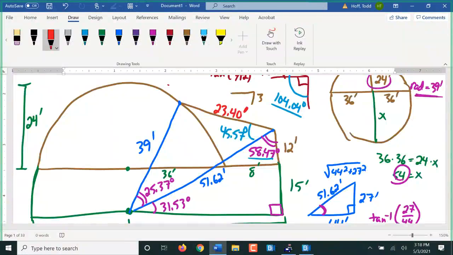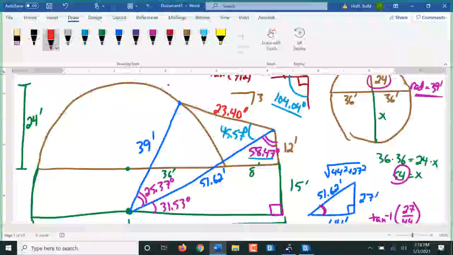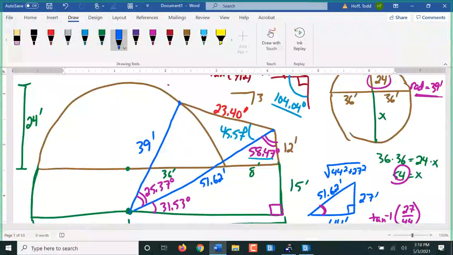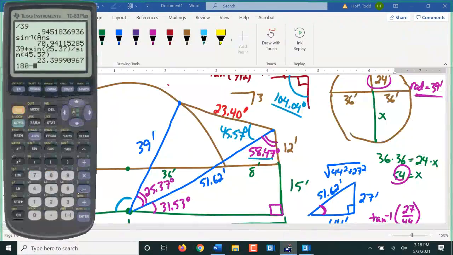Okay, so now this angle here. 180, subtract those other two. That's 31.53.